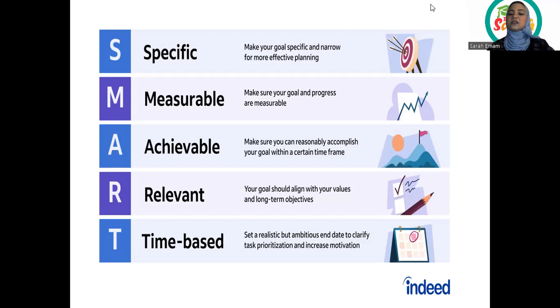The last one is time-based, which means realistic, ambitious, in date to clarify task priorities and increase motivation. So you should be increasing the motivation of your students, pushing them to do more and work more and be more energetic with you.